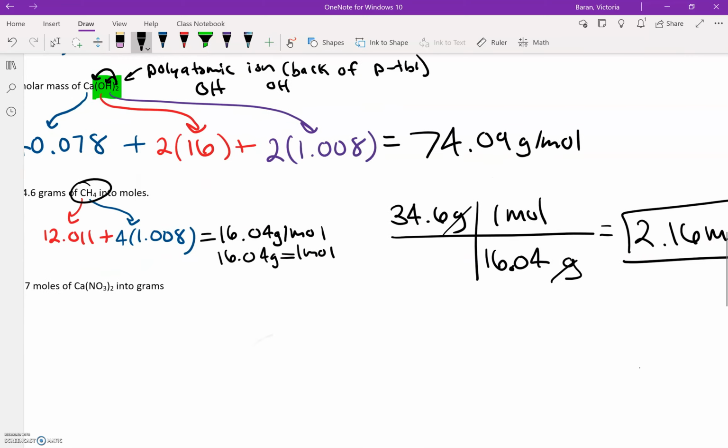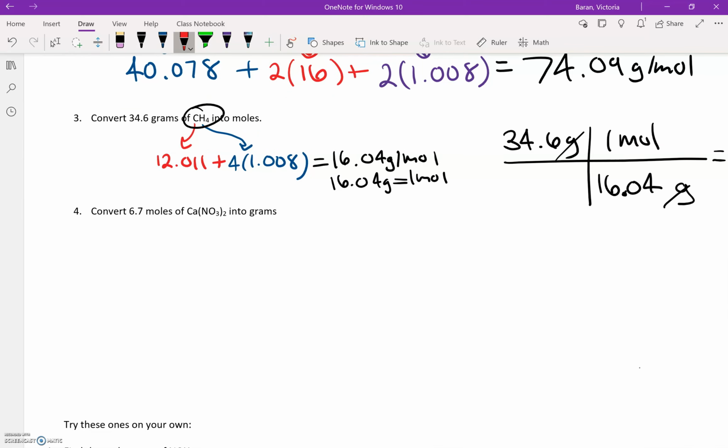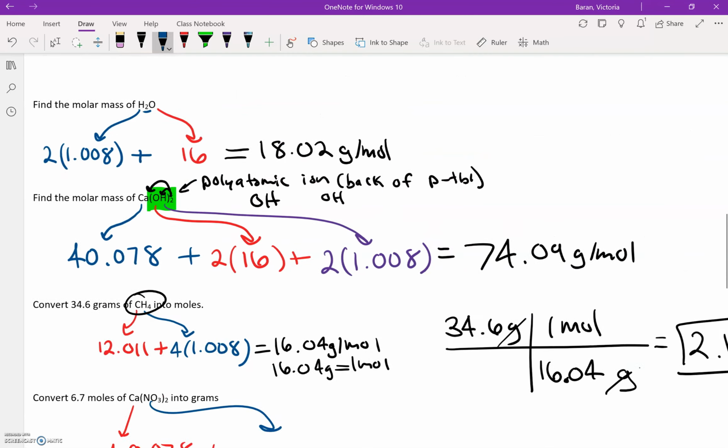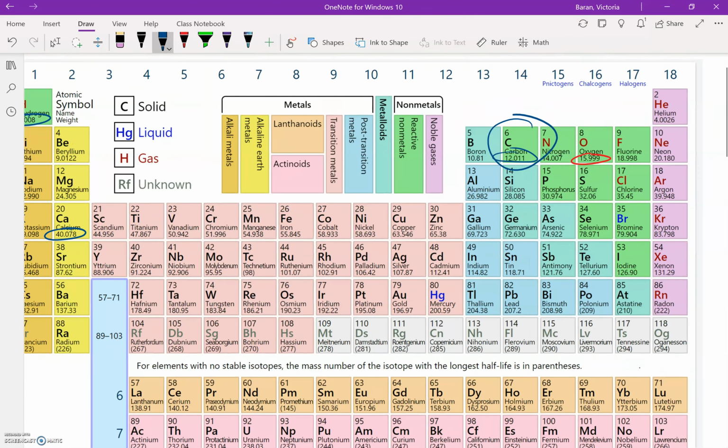So now I have one more example. So again, I have to find the molar mass. So I have Ca(NO3)2. So we already found Ca earlier, which was 40.078, and there's just one of those. Plus, okay, now we have nitrogen. Nitrogen is 14.007.